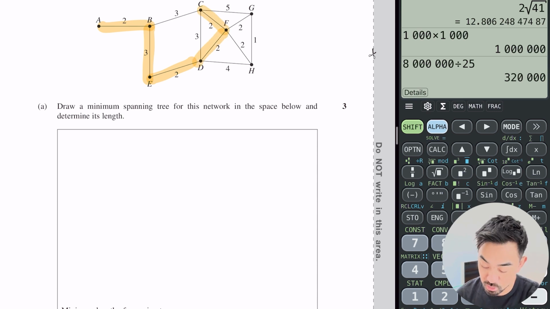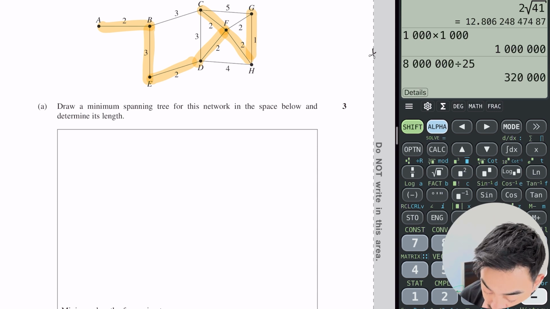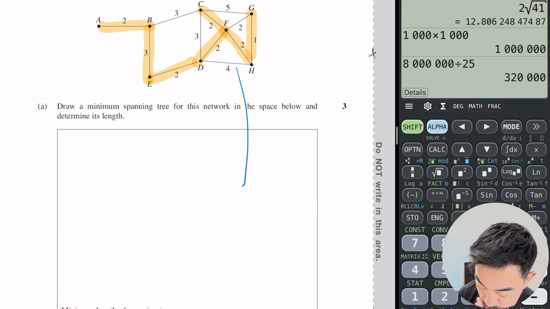The next smallest one is also 2 with no loops. Another 2. Actually, no, that won't be that 2, will it? Because it's going to be this 1. So that will be my network diagram there. No, just imagine I've drawn it there.